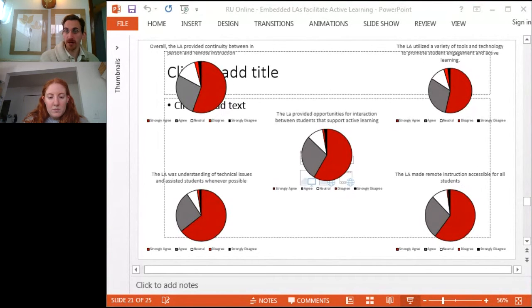There was some neutral, but the LA utilized a variety of tools and technology to promote student engagement and active learning. The LA provided opportunities for social interaction between students that support active learning. The LA was understanding of technical issues and assisted students whenever possible. And the LA made remote instruction accessible for all students. All of these questions had at least 85% agreement.